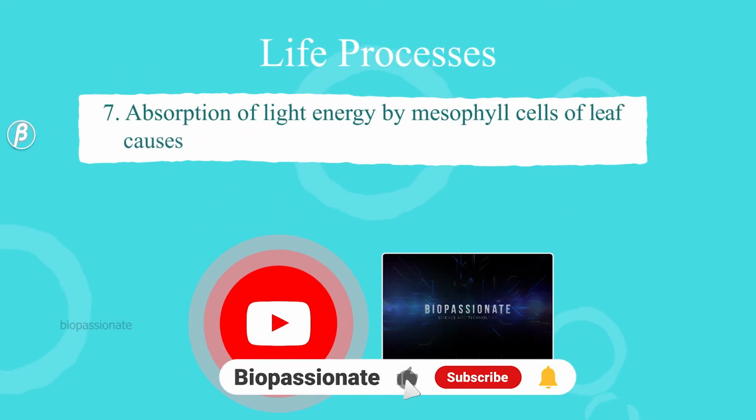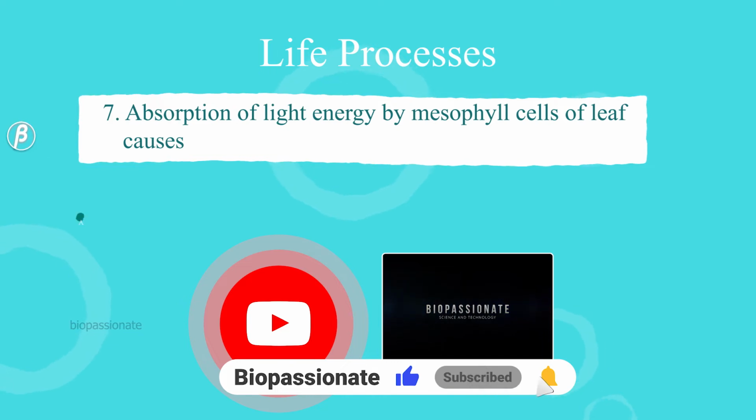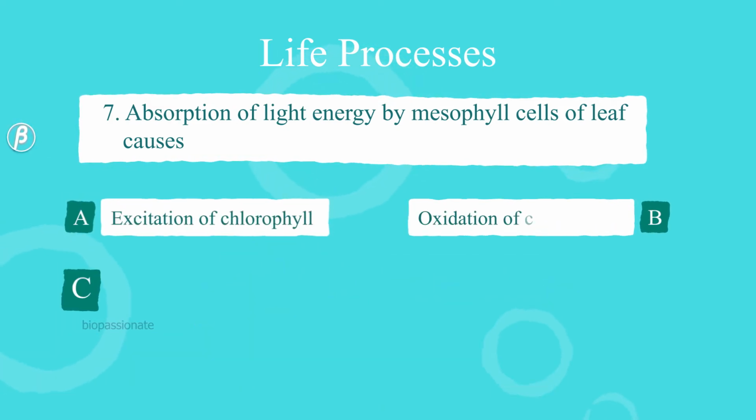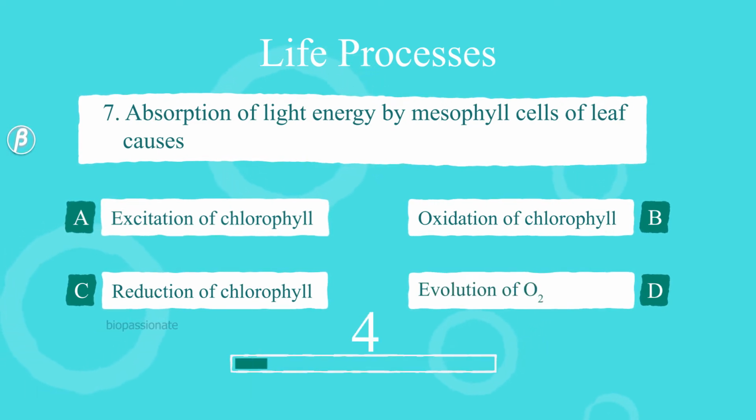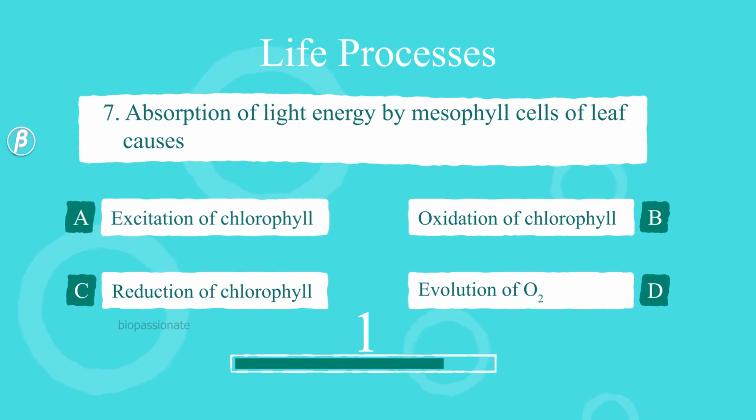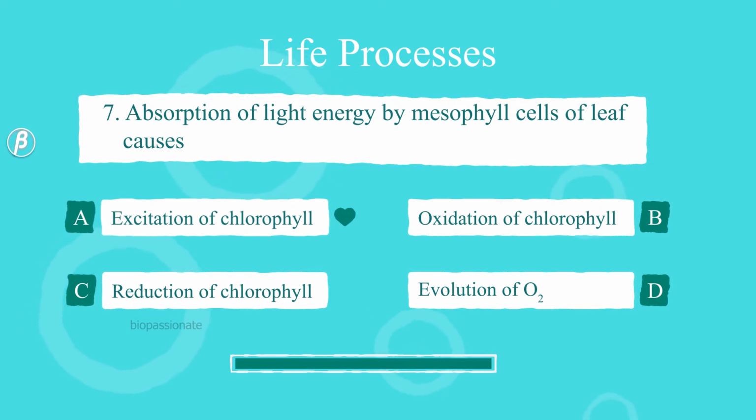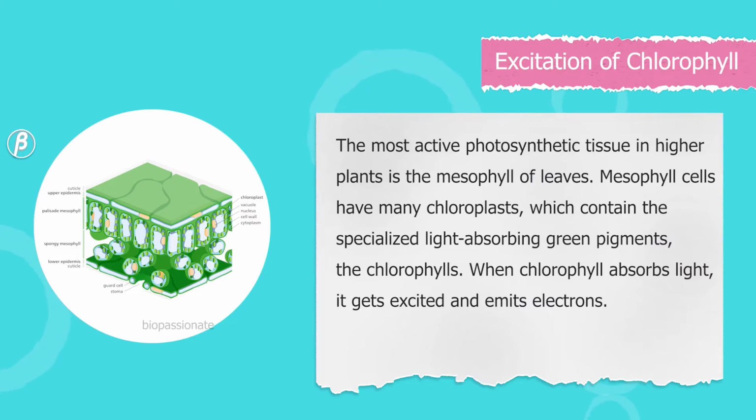Absorption of light energy by mesophyll cells of the leaf causes excitation of chlorophyll, oxidation of chlorophyll, reduction of chlorophyll, evolution of oxygen. Excitation of chlorophyll. As I have mentioned in the previous question, the most active photosynthetic tissue in higher plants is the mesophyll of leaves. Mesophyll cells have many chloroplasts which contain the specialized light-absorbing green pigments called chlorophylls. When chlorophyll absorbs light, it gets excited and emits electrons.